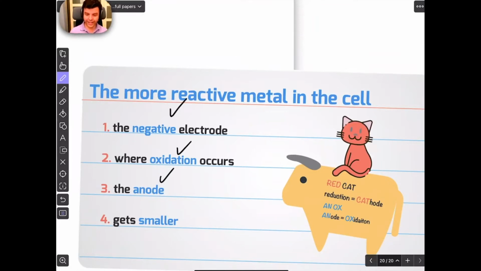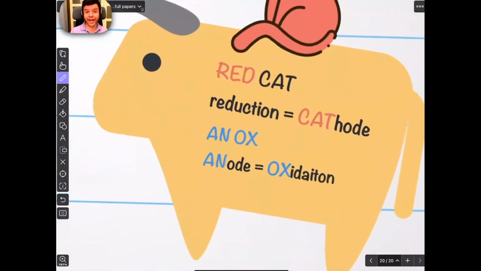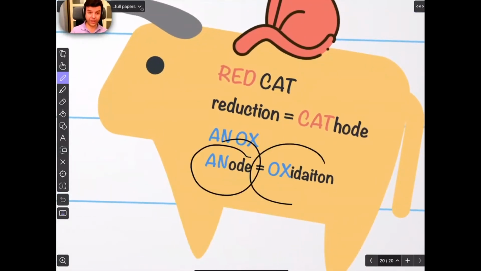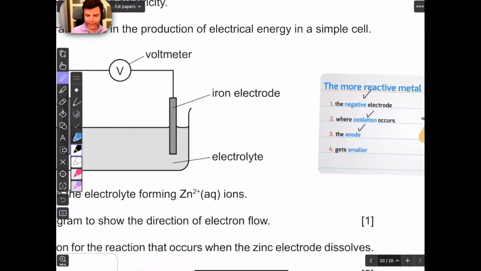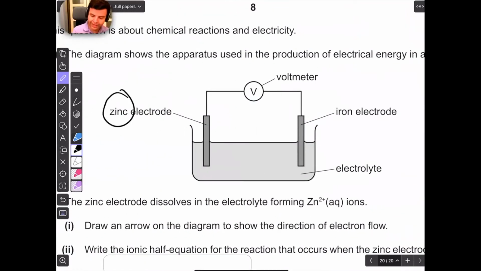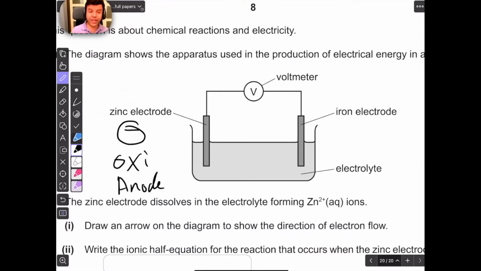Because how do you find an anode? An anode is where oxidation takes place, right? Also, the anode, where the reactive metal is, will always get smaller at the end of this process. So again, one more time. What do I have here? I have two metals. Zinc is more reactive than iron. Then zinc is going to be the negative, where oxidation is going to happen, and it is going to be called the anode. With time, what's going to happen to the size of zinc? With time, the size of zinc will decrease because of the oxidation, right?